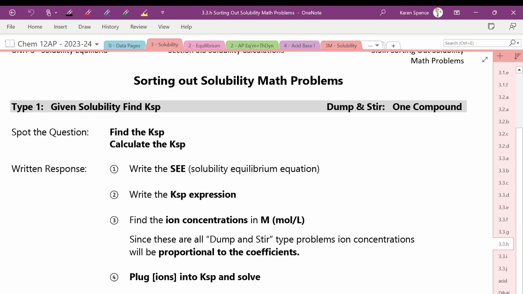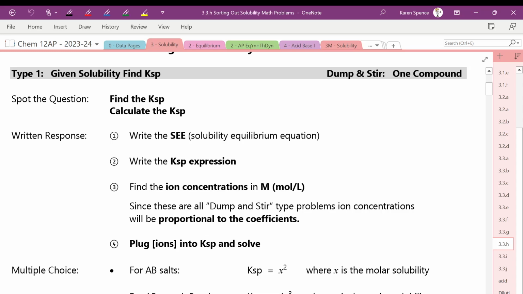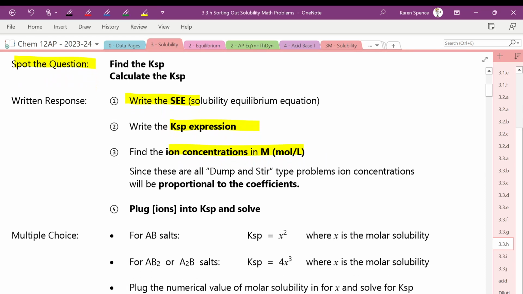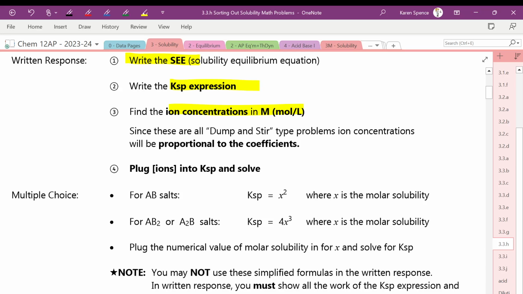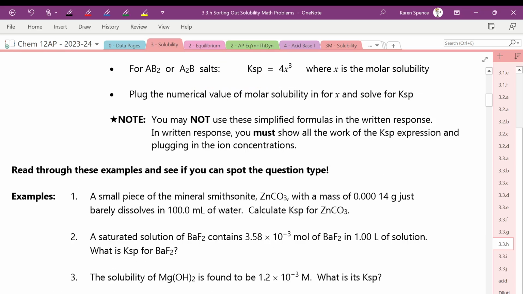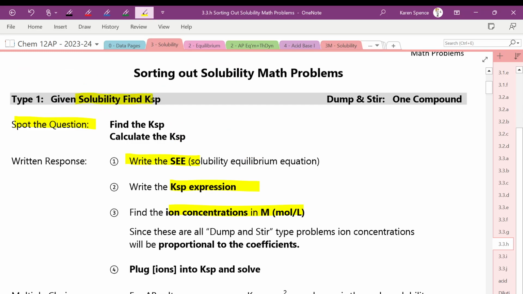3.3H is really just about being able to spot the problem, to recognize what the problem type is. For almost all of these, you're going to write the C, write the KSP, find ion concentrations, plug things in and solve. Let's read this and see if we can figure out that this is: given the solubility, find the KSP.